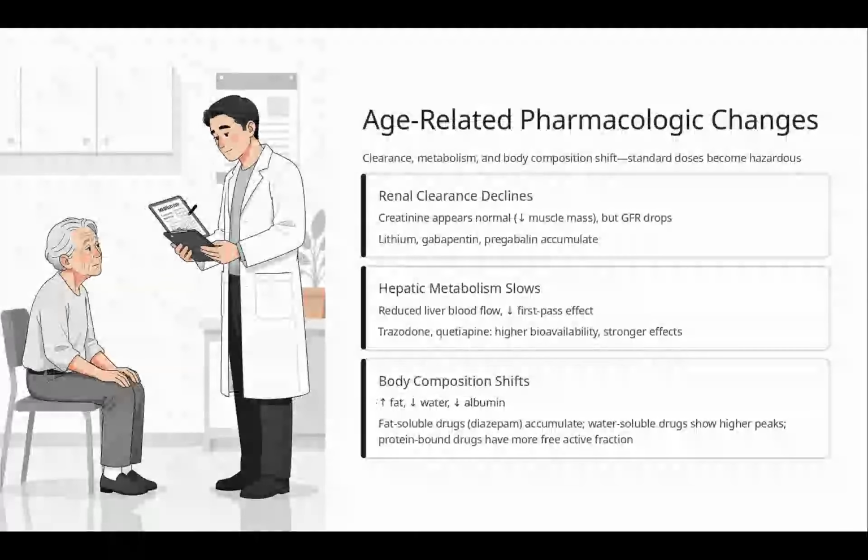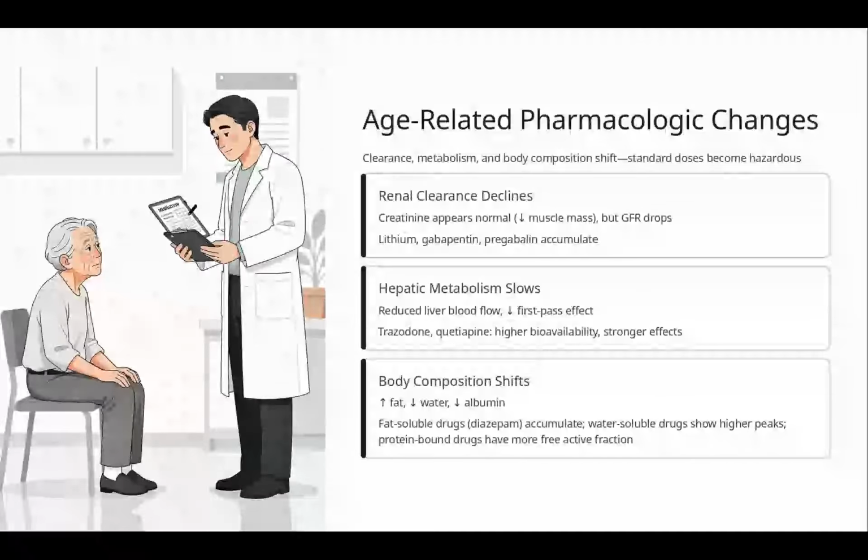Age-related pharmacologic changes. Renal clearance declines with age. Creatinine may look normal because muscle mass has decreased, but the kidneys are filtering less efficiently. Drugs cleared renally, such as lithium, gabapentin, pregabalin, accumulate. Doses that were appropriate at age 50 become toxic at age 80.